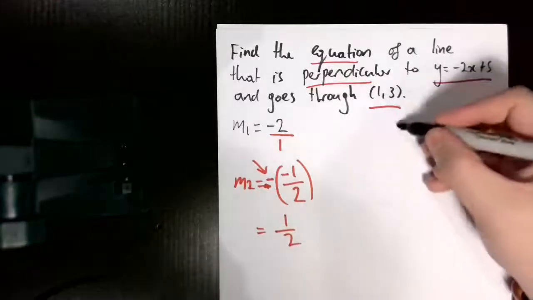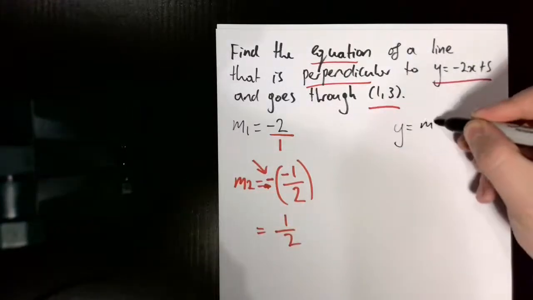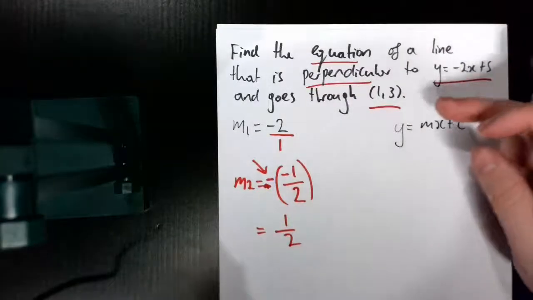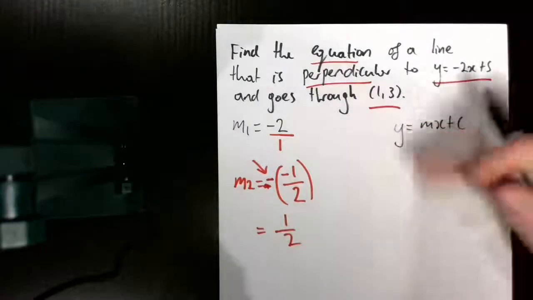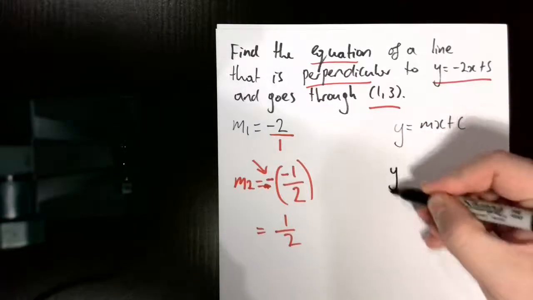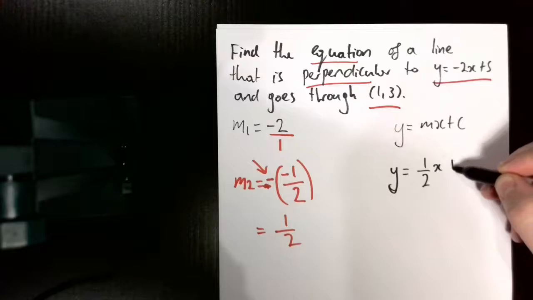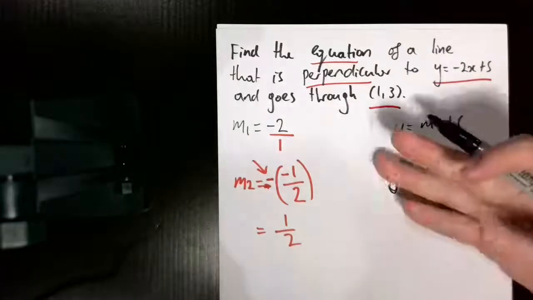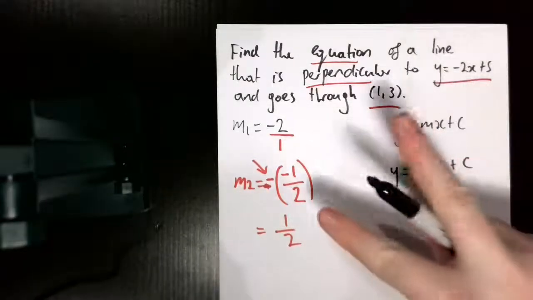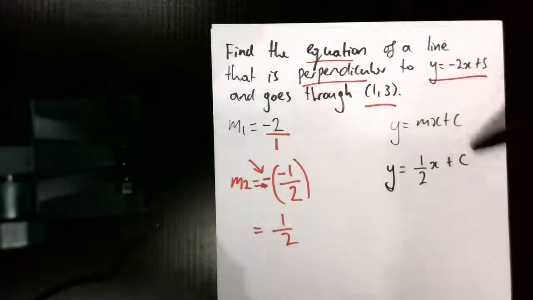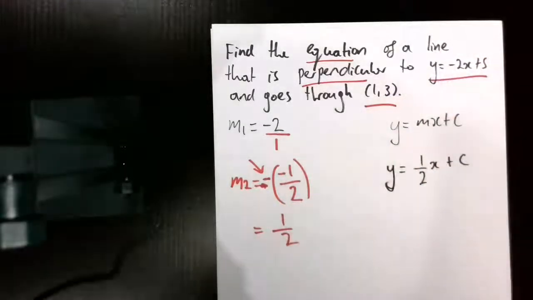That means if we use our gradient-intercept form, I keep writing out the equation to help us out. I know what my gradient is, so my line will look something like this. Instead of an m, I have a half x plus c. So our first step's done. Now we need to do our second step, which means we need to find this y-intercept and then we're done.